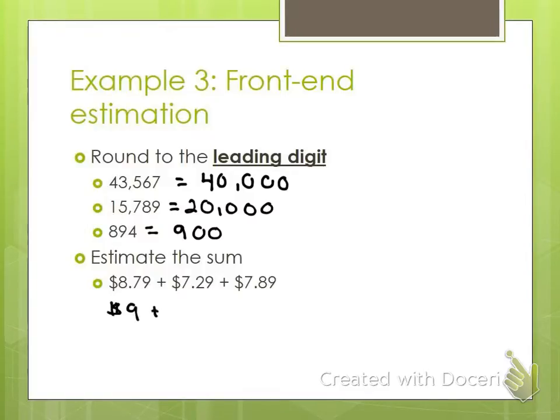$9. What about the second number? Everybody together. What's my second number going to be? $7. What about my third number? Everybody. $8. Very good. And when I add them all together, I get $24. On this section of your homework, if you give me an exact answer, that is wrong. Okay? Because the directions are asking you to use front-end estimation. So you've got to do it that way. All right? Everybody got it?